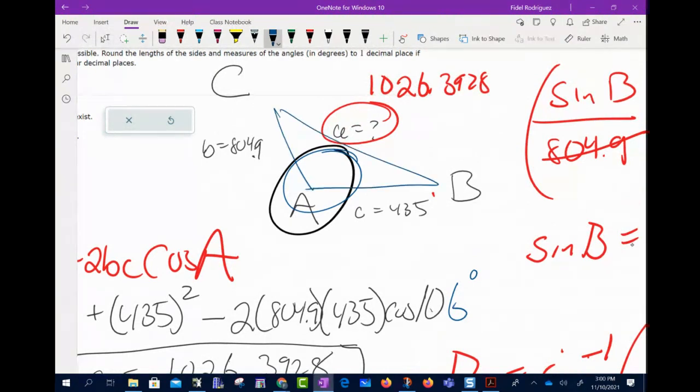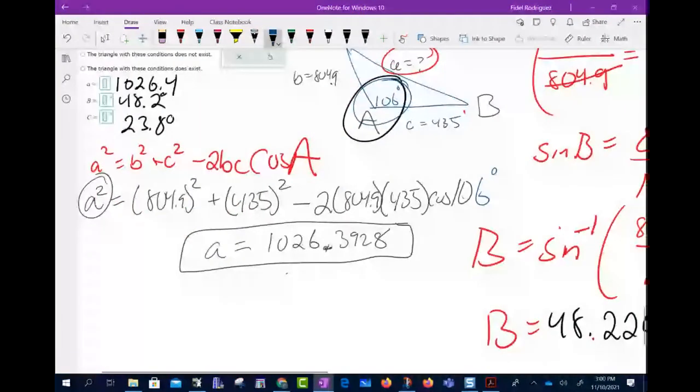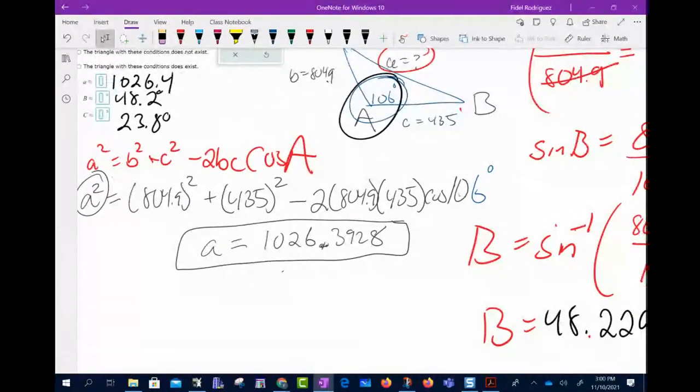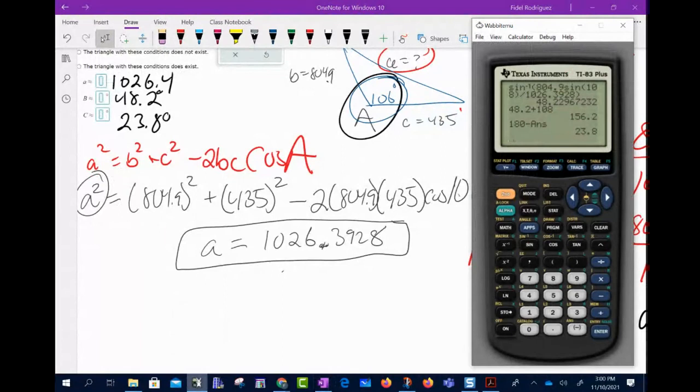Okay, so let's see. Angle A is 106 degrees. All right, so it won't take much to fix it, y'all. We'll fix it real quick. Give me one second. Let's go back and fix it.